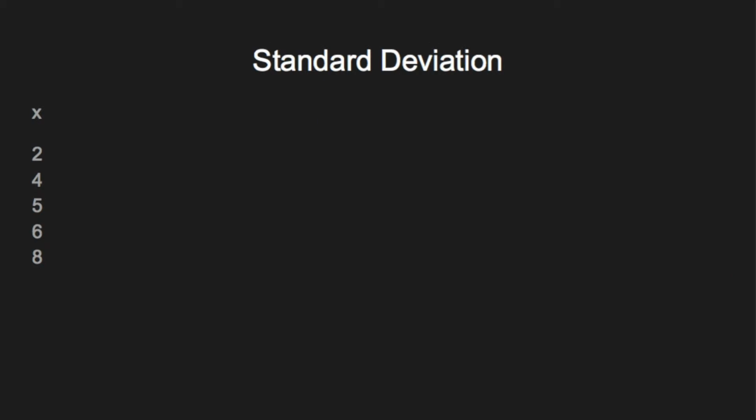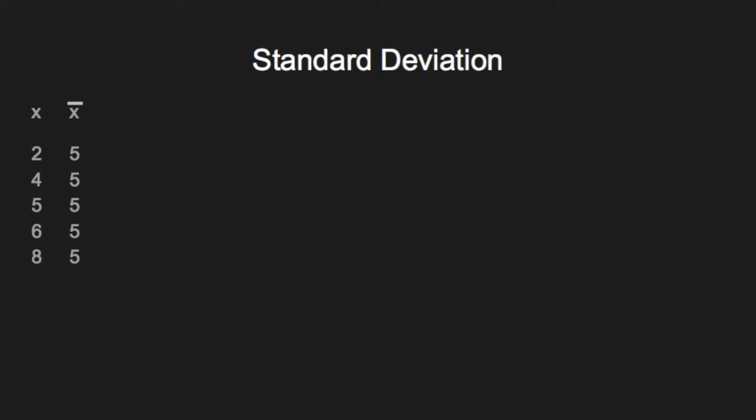The standard deviation is how precise the data is, or, as I like to say, how far the data deviates from the mean. So if we start with the data set 2, 4, 5, 6, and 8, we must first find the mean of this data, titled x bar, in order to see how the data deviates from this mean.